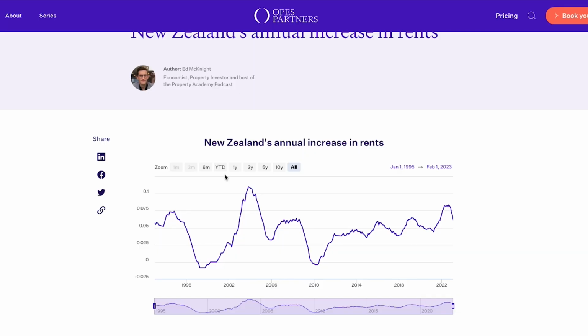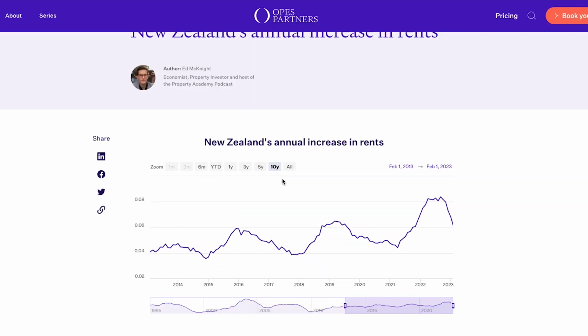The one thing that he said he doesn't really look at, but he'd recommend that you all take a look at, is how quickly rents are increasing in New Zealand. I'll show you just the last 10 years. Now, what we've seen is that during 2022, even as property prices were falling, we still saw rents increasing by about 8 or 9% a year. That's huge.